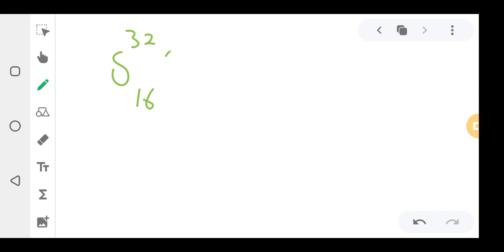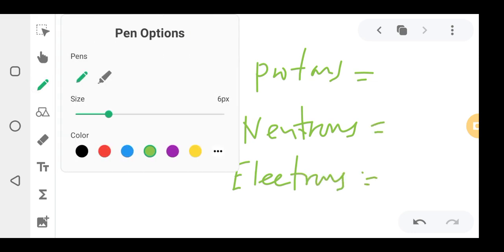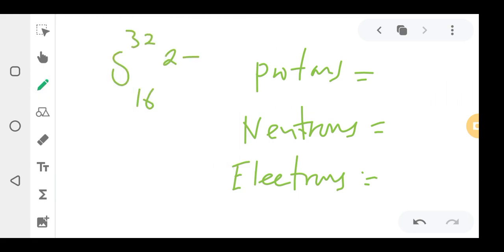The charge on sulfur is 2 minus. Okay? So we are looking for the protons in sulfur. How many protons do we have in sulfur? We're looking for the protons, the neutrons, and also the electrons. We'll start with sulfur. Protons is the number down, so protons is 16.